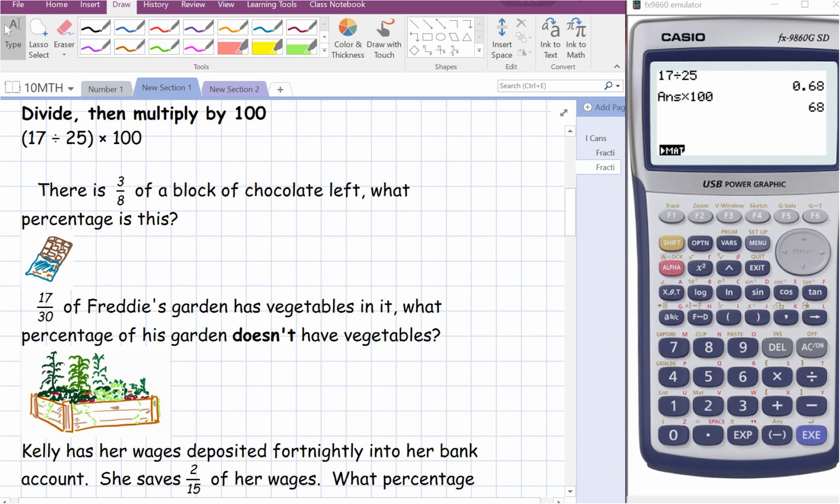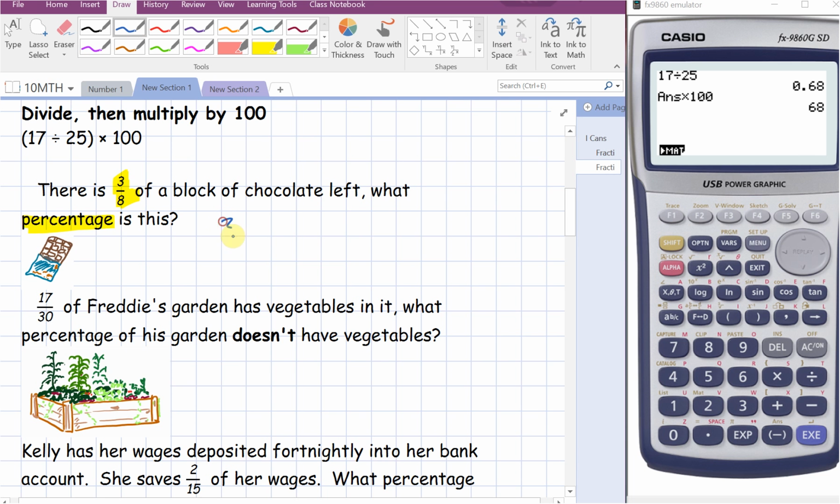How'd you go with those? Generally speaking, you would find these types of problems as word problems. So it's really good to practice lots and lots of word problems. So there is 3/8 of a block of chocolate left. What percentage is this? So we've got 3/8 and we're trying to find what percentage this is.